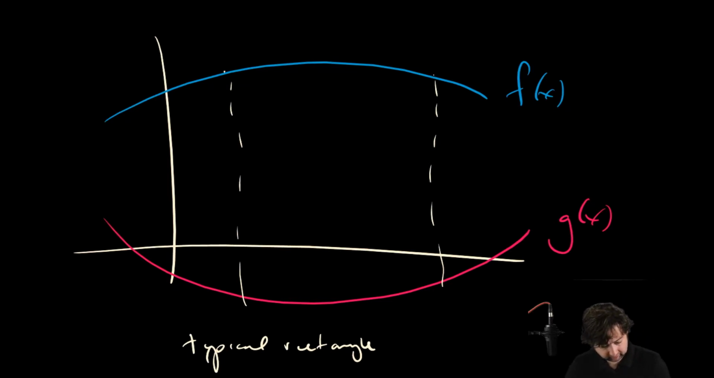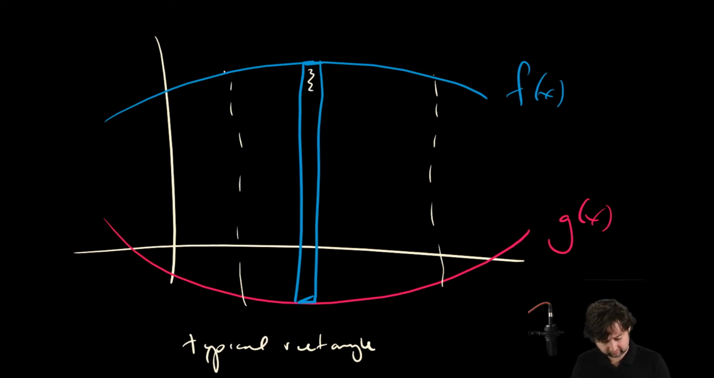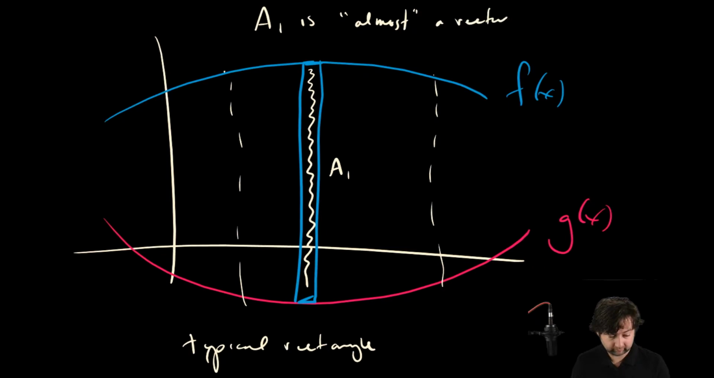So in this problem, the typical rectangle is going to look something like this. So you're going to have sort of a rectangular looking object, and the height of this object and the width of this object can be used to find the area of that object. So if we call this object, say, A1, well, A1 is almost a rectangle, as long as we keep our widths skinny enough. And so I can compute its area just by doing base times height.